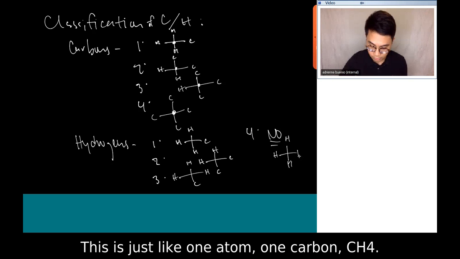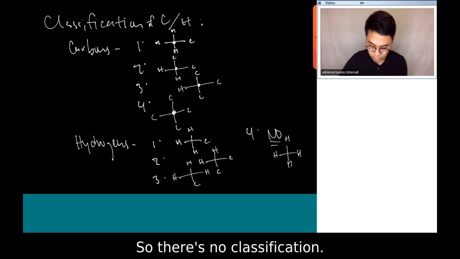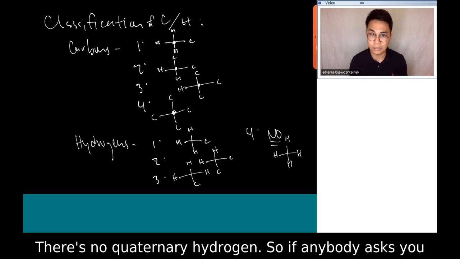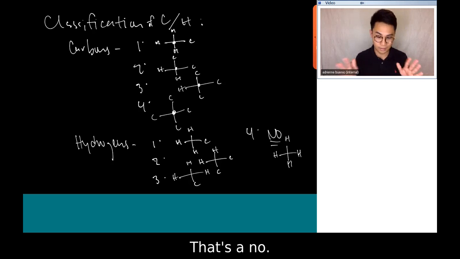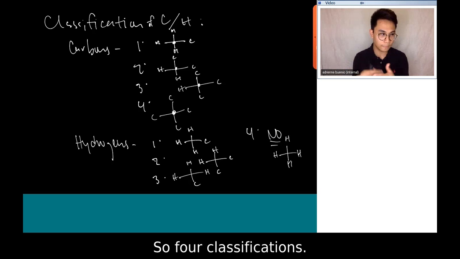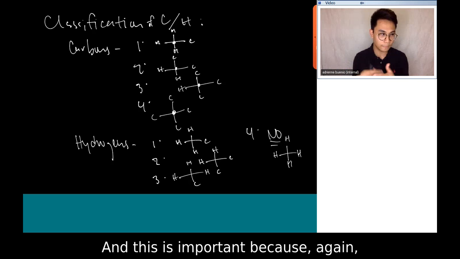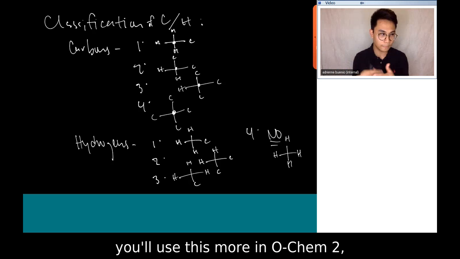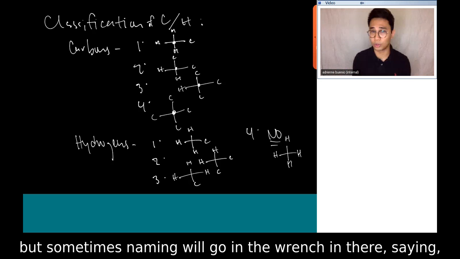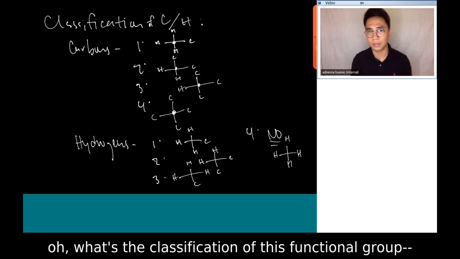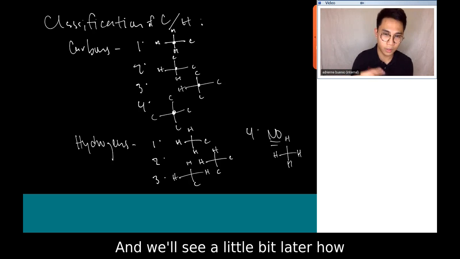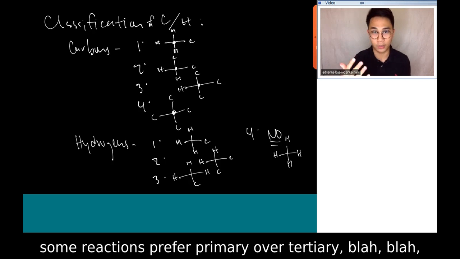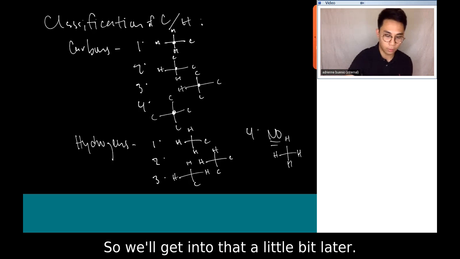H. That's just one atom, one carbon, CH4. So there's no classification for those. There's no quaternary hydrogen. So if anybody asks you if this molecule has any quaternary hydrogens, that's a no, right? So that's for classifications, right? And this is important because you'll use this more in OChem too, but naming sometimes will throw a wrench in there, saying, what's the classification of this functional group? Primary, secondary, tertiary, things like that. And we'll see a little bit later how some reactions prefer primary over tertiary. So we'll get into that a little bit later.